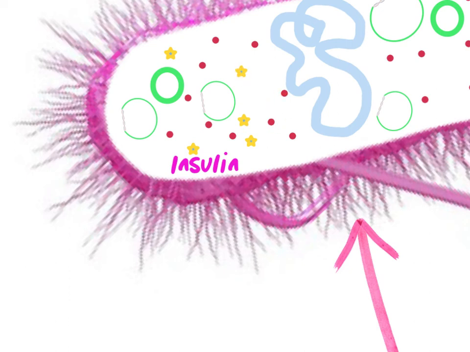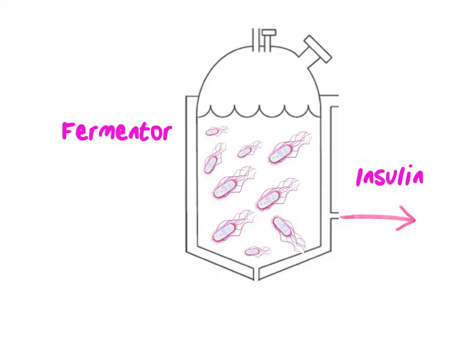So the ribosomes, if you remember, produce proteins. They make proteins. They're the factories for making proteins. Bacterium have ribosomes as well, and the bacterium is tricked into producing human insulin. So here we can see the human insulin being created within the bacterium.